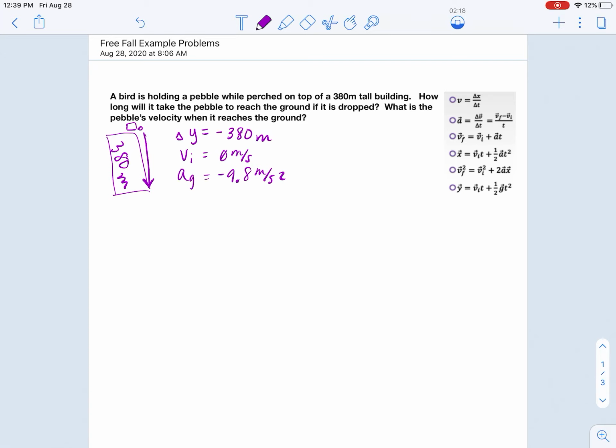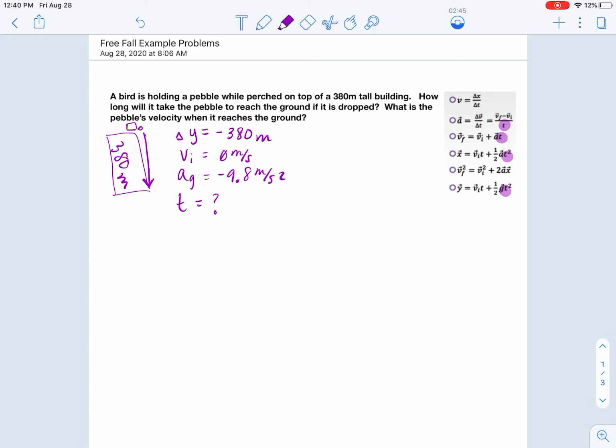How long will it take the pebble to reach the ground if it is dropped? So I am looking for my time. I'm looking for the time for the pebble to fall. So coming to my formula list over here, I'm going to find all of the equations that have a t for time, which is really pretty much every equation except for my VF squared formula.